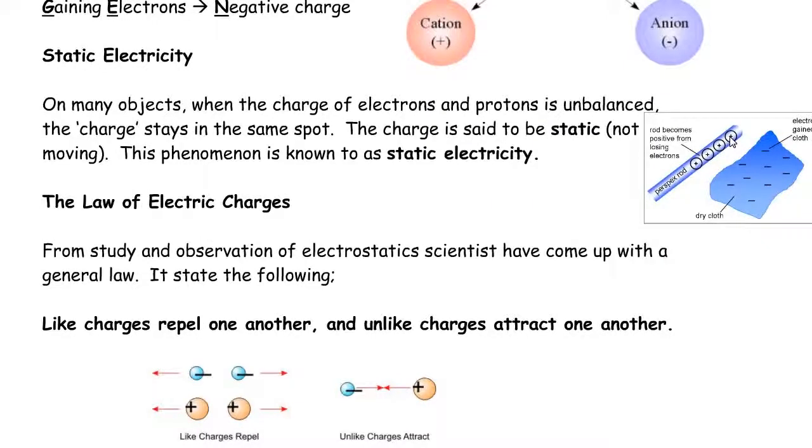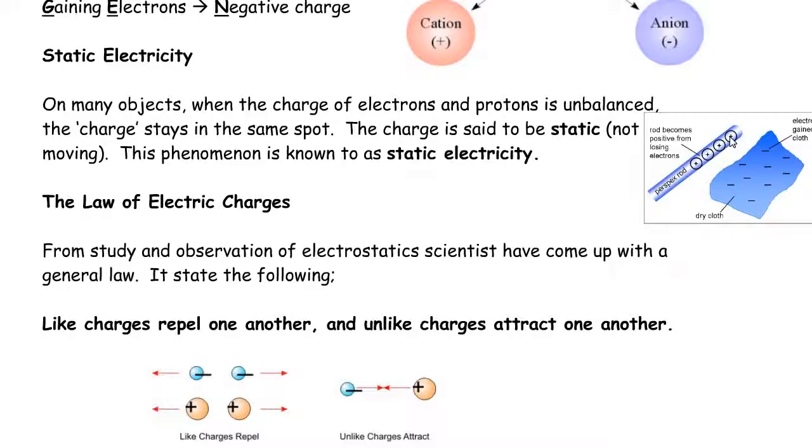Static electricity is the transfer of electrons from one object to another. Once the electrons are transferred, the charge stays in a certain area of that object. That's why it is called static, not moving.